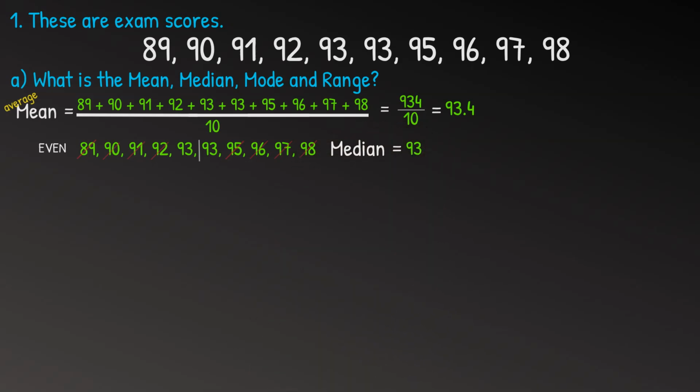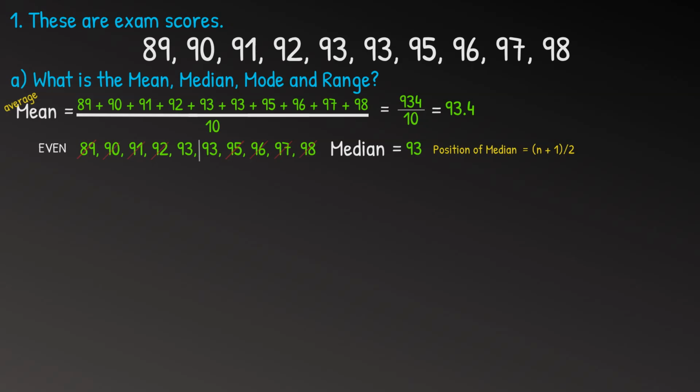Now, you could also use an equation to work out the position of the median, which is (n plus 1) divided by 2, where n is the number of values. In this case, it's 10. Now, 11 divided by 2 is 5.5, which means the position of the median is in between the 5th value and the 6th value.